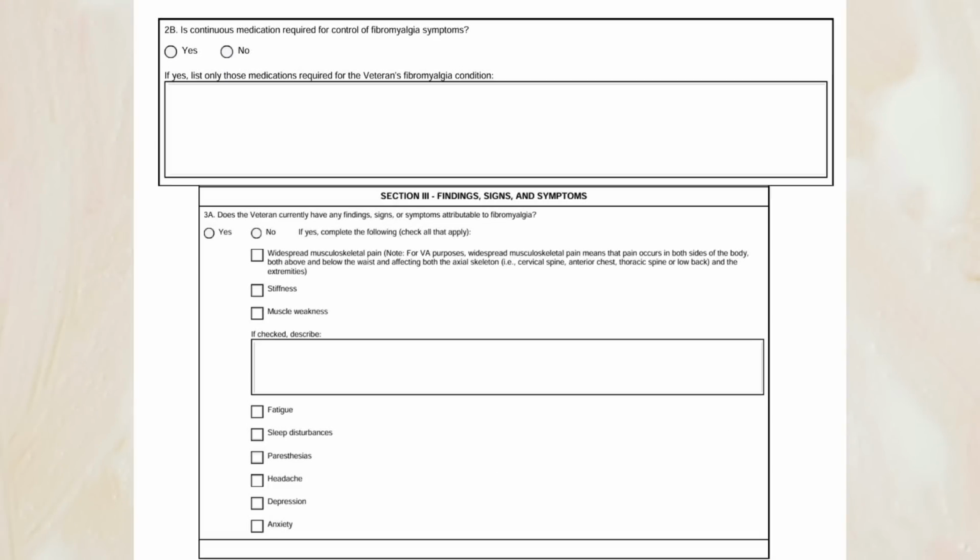Now, I have 2 slides because fibromyalgia, the criteria wouldn't fit all on one slide, okay? So the sections are 2A and 3A. Is continuous medication required for control of fibromyalgia? Yes. If yes, list only those medications required for the veteran's fibromyalgia condition. You cannot leave that box blank if you have a private examiner completing this, people. If you check yes, describe, okay?